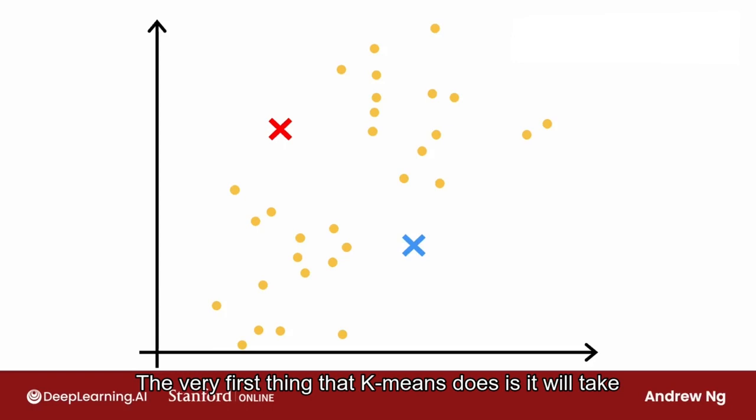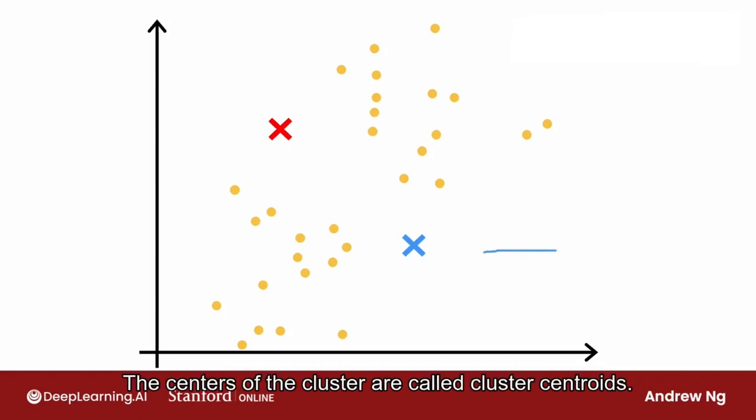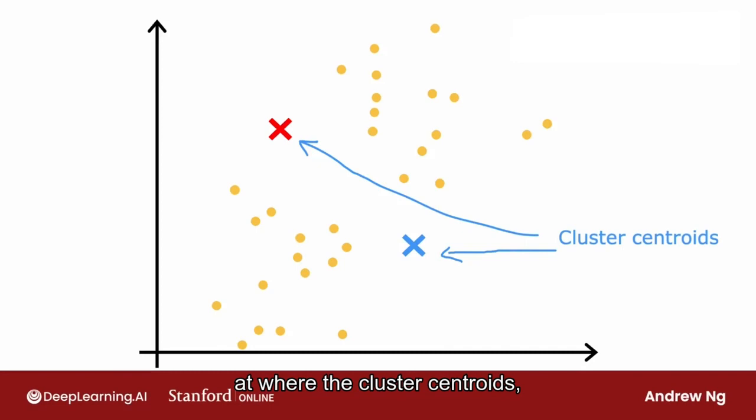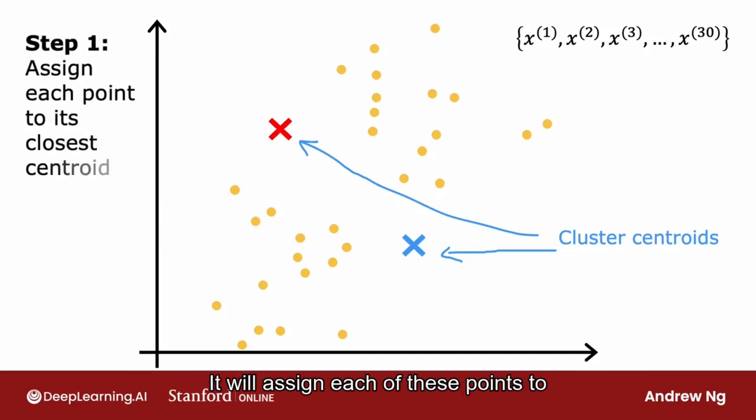The very first thing that K-means does is take a random guess at where are the centers of the cluster. And the centers of the cluster are called cluster centroids. After it's made an initial guess at the cluster centroids, it will go through all of these examples, x1 through x30, my 30 data points. And for each of them, it will check if it is closer to the red cluster centroid, shown by the red cross, or if it's closer to the blue cluster centroid, shown by the blue cross. And it will assign each of these points to whichever of the cluster centroids it is closer to.